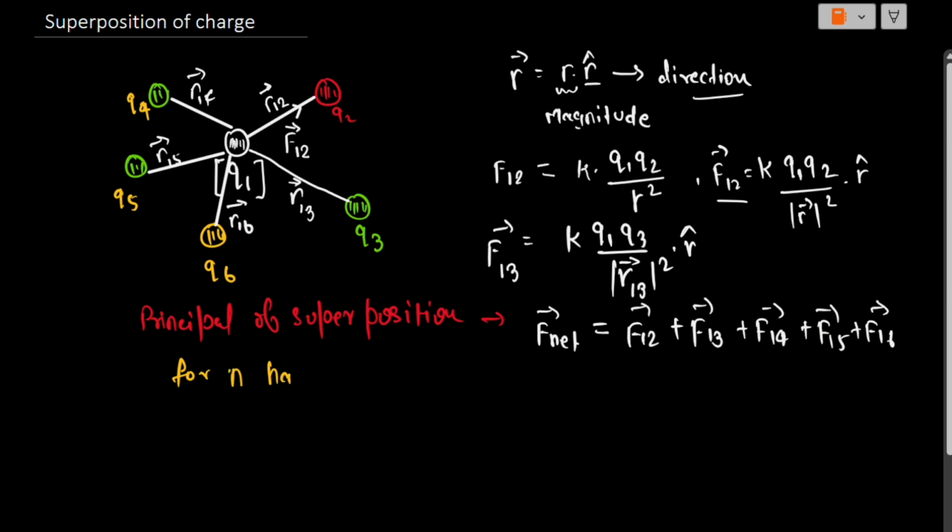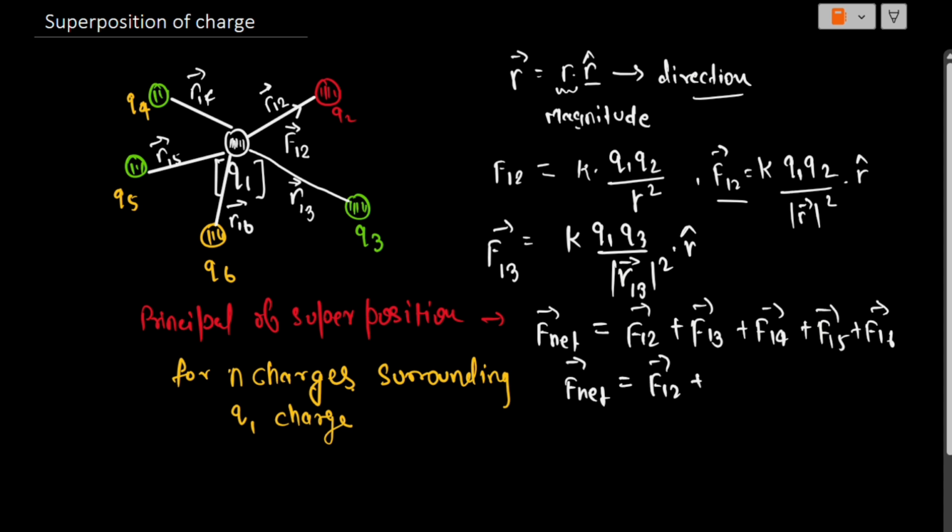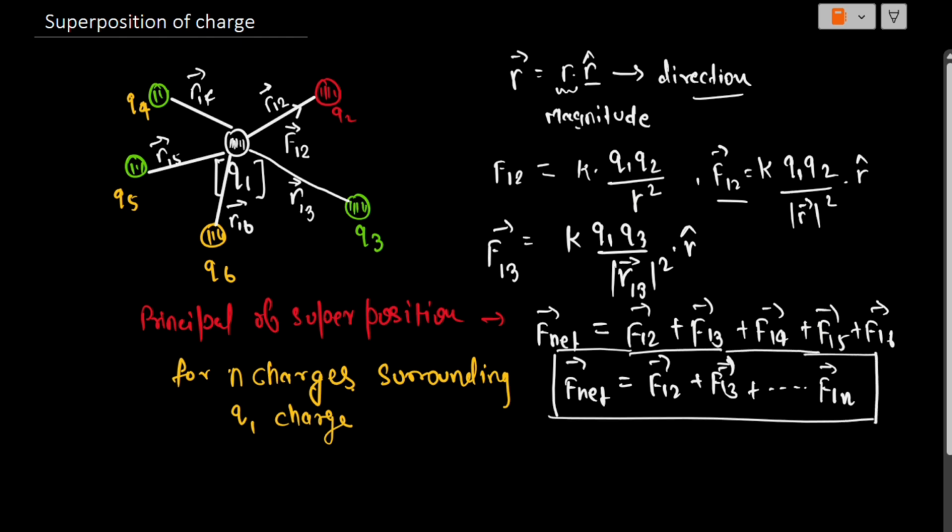So if n charges are surrounding the q1 charge, the net force would obviously be the vector sum of all forces acting on that particular charge. So this is F12 vector plus F13 vector and so on, up to F1n vector, and that will tell you the net force on the first charge, which is q1, right?